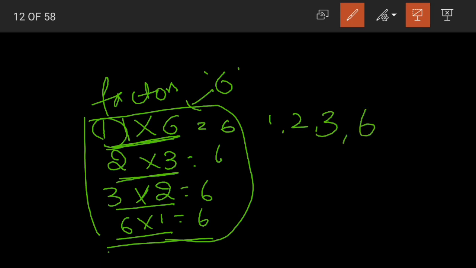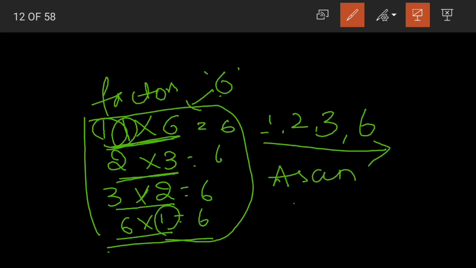And what did we do? If you observe here, we removed the repeating factors. See, we were having 1 twice, so instead of that we wrote it only once. When you are writing factors, make sure that you write in ascending order. And what is ascending order? Ascending order means writing from small to big. Yes or no? So write the factors in ascending order and do not write the repeating factors.